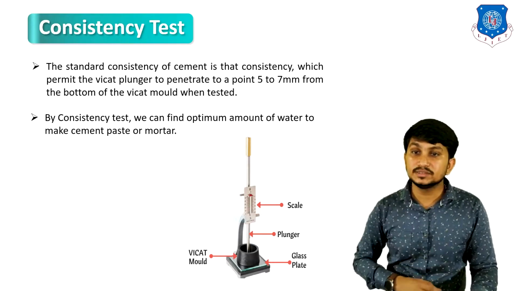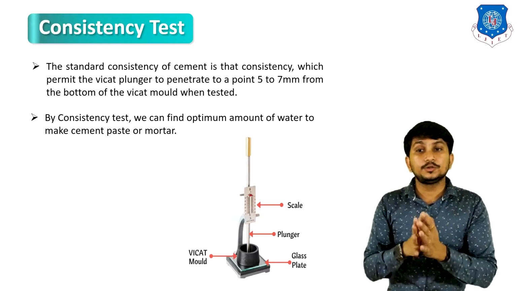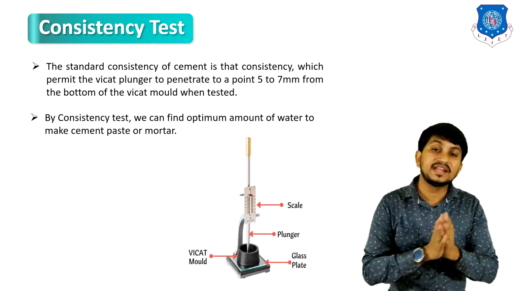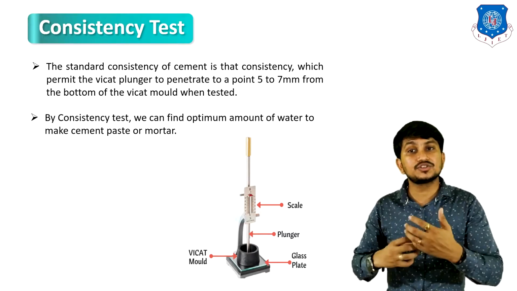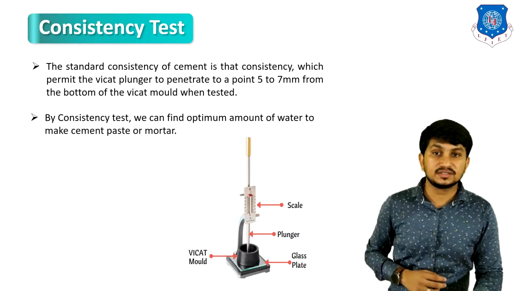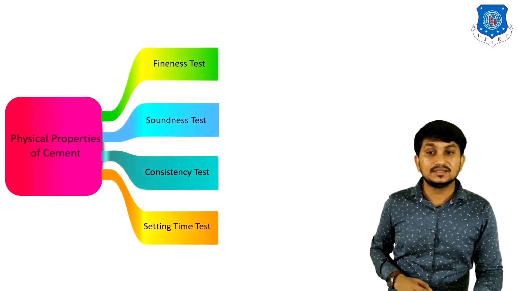When tested, by consistency we can find the optimum amount of water to make cement paste or cement mortar. So you have to use different water cement ratios for this consistency test. That's all about the consistency test.